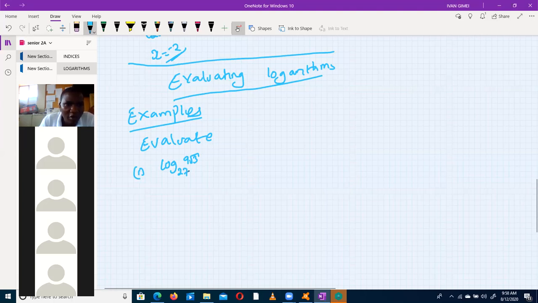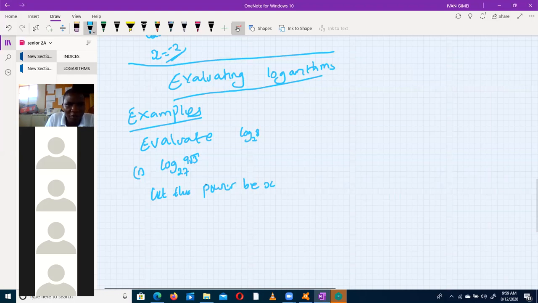We are going to use the knowledge of converting this to index form. We convert this to indices, then use the knowledge of indices to answer this question. So we shall say, let the power be x. We're using the knowledge of converting logarithm to index form to solve this. If it was like log of 2 to the power 8, we know it already. It is very obvious. But what about this one here? What do we do to evaluate this logarithm?